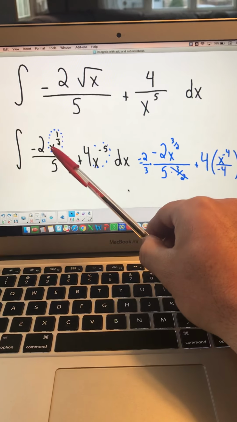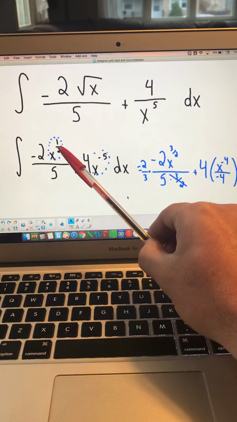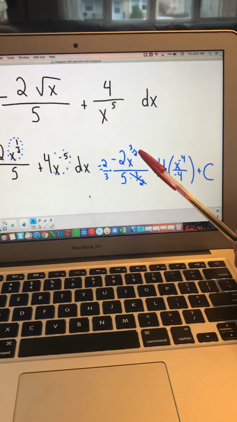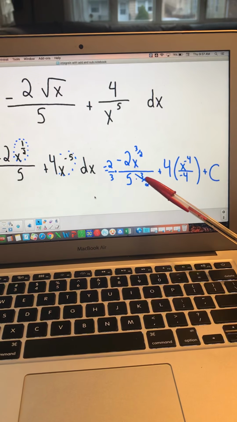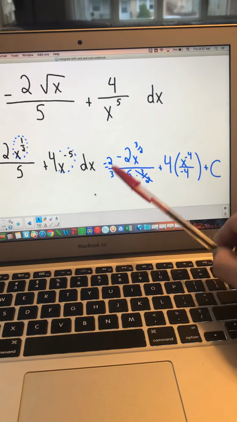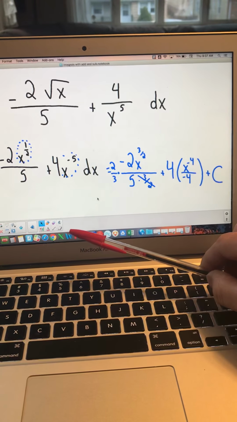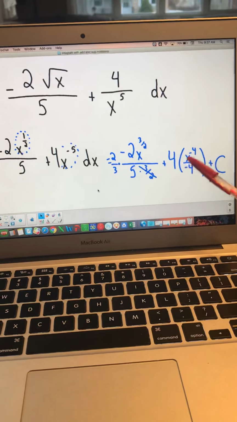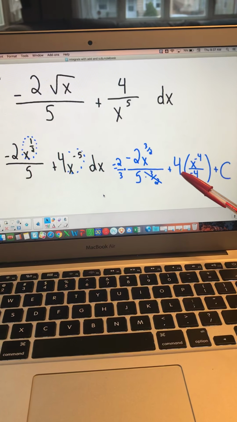Focusing here. Add 1, put it over the new. Add 1, gotta be good with your fractions here, people. Put it over the new. Dividing by a fraction is the same thing as multiplying by the reciprocal. X to the negative fifth becomes x to the negative fourth over negative 4. The 4 is the constant.